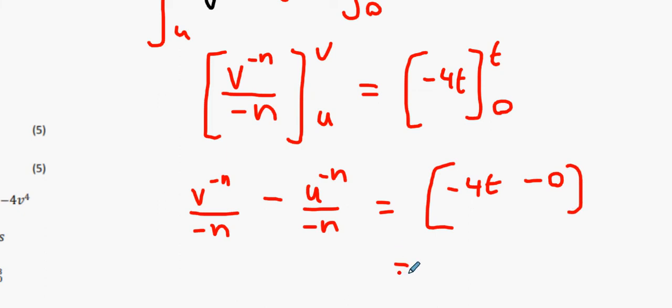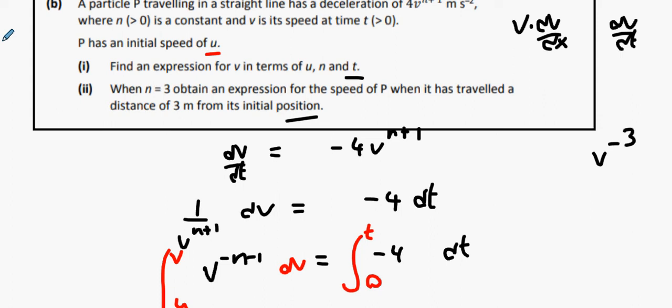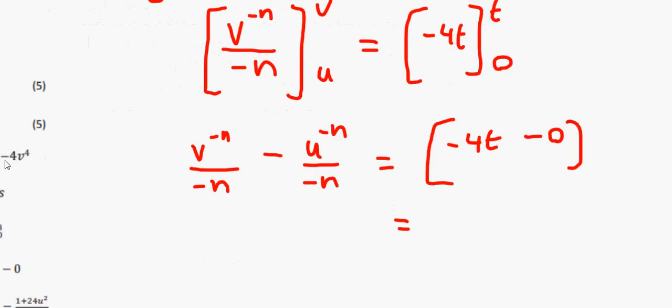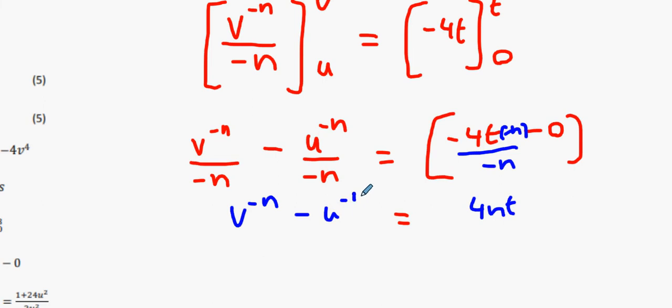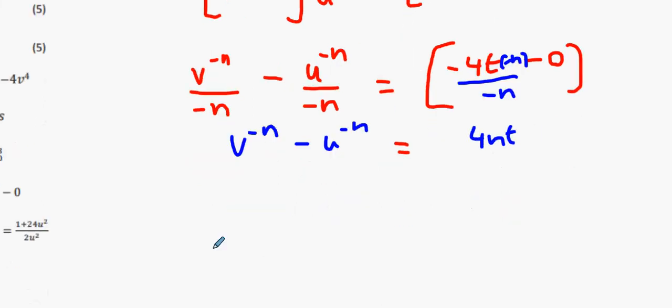Alright, and what does it want? It wants v on its own, so v is the one we want to get on its own. Is that alright? So we have a common denominator of minus n, don't we? So what can I do with that minus n? I can multiply it by the minus 4t. It's equivalent to doing this. So did everybody agree with 4nt on this side? Then we get v^(-n) minus u^(-n), alright? So next thing I'm going to do is bring over the u^(-n).